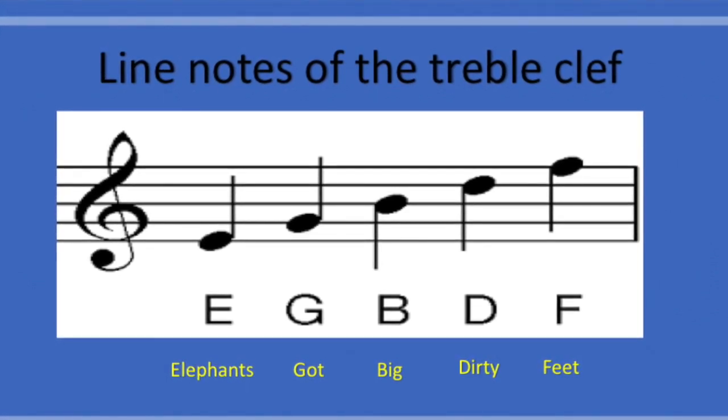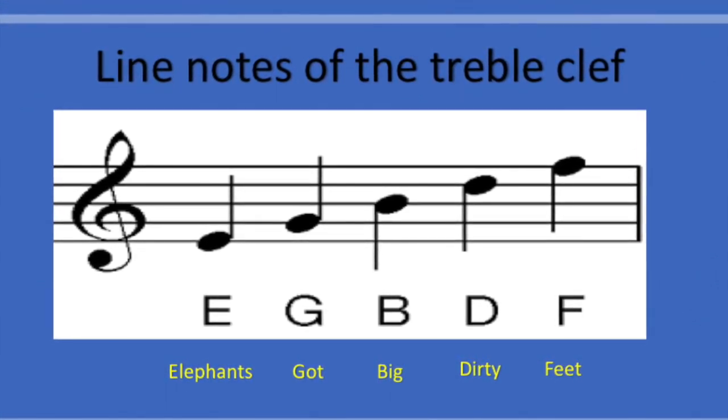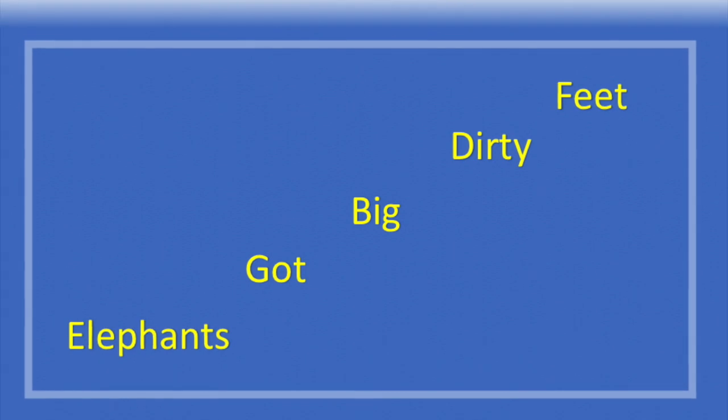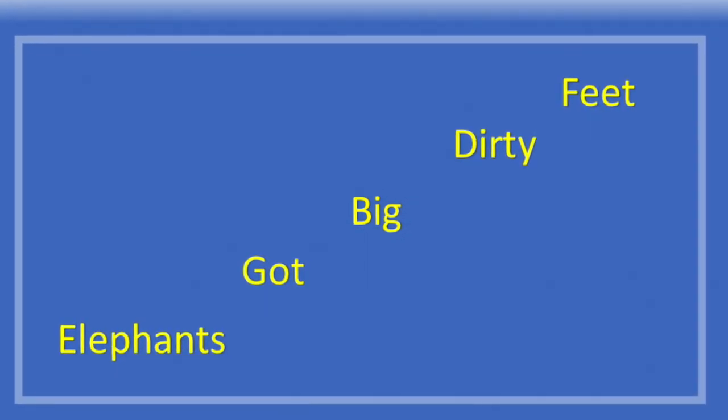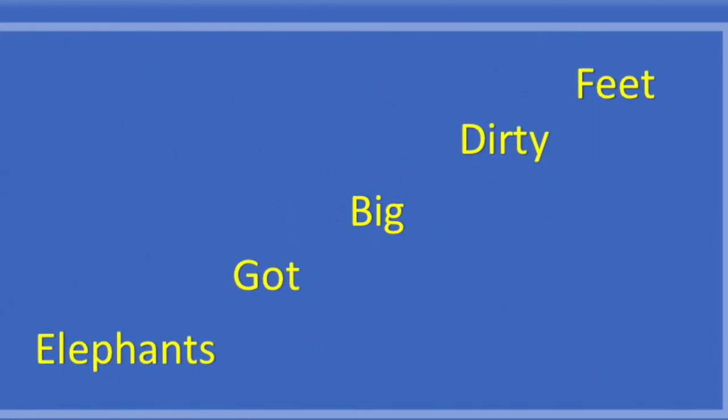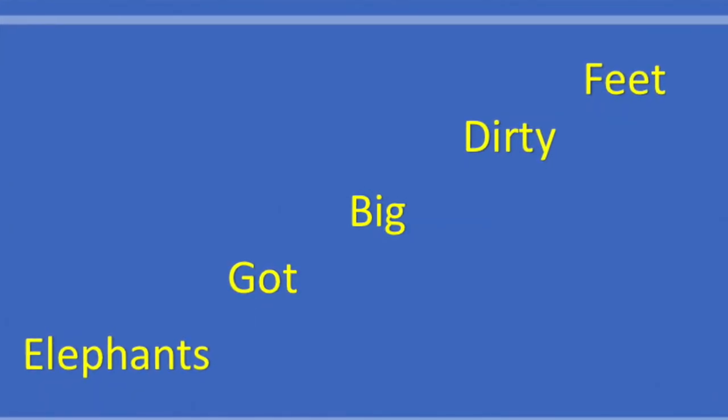Here's a practice activity. Say the acronym for the lines of the treble clef 3 times to yourself or aloud. Elephants got big, dirty feet.